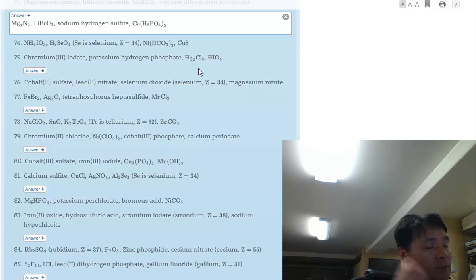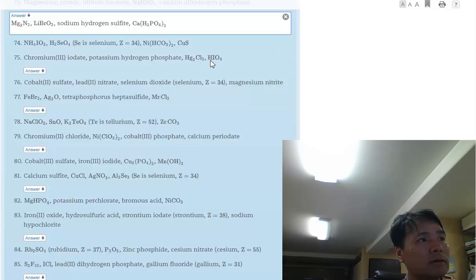Then we go on to Hg2Cl2. Hg2, you should recognize that. That's mercury 1 ion. You have 2 of those, so altogether the total charge is 2 plus. And then chloride ion. So this is mercury 1 chloride or mercurous chloride.